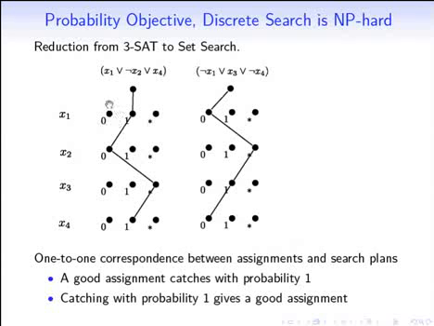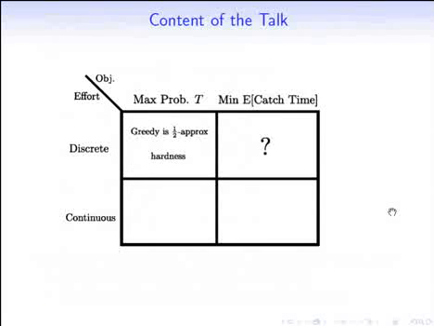So, for example, if we search the 0 set in round 1, then that means that we're basically assigning a 0 to x1. If we search the 1 set in round 2, then that's like assigning a 1 to x2. And this correspondence gives you the reduction. So we've shown that the discrete search maximize probability objective is hard, and we have an approximation algorithm for it.